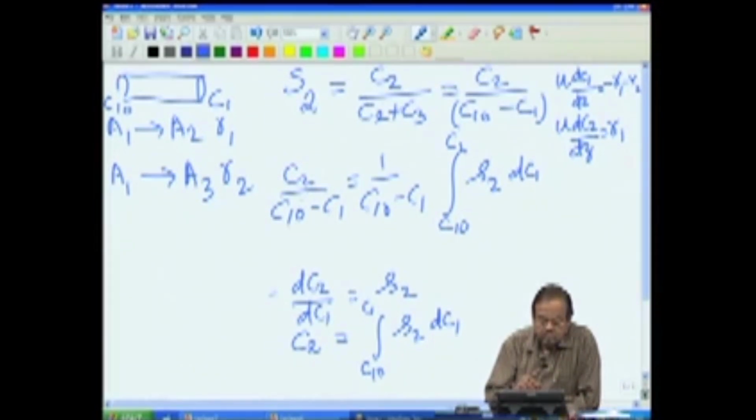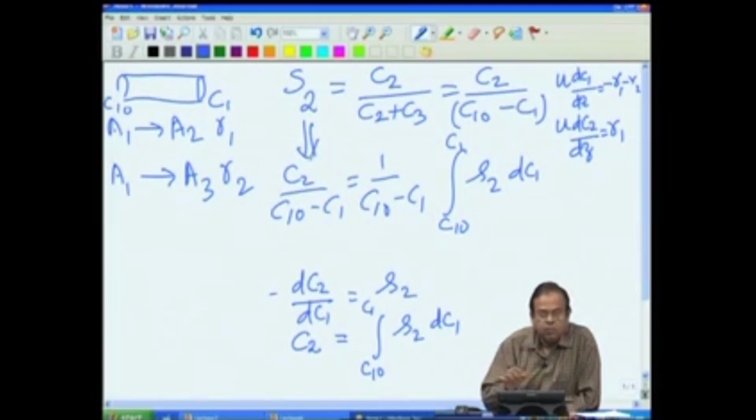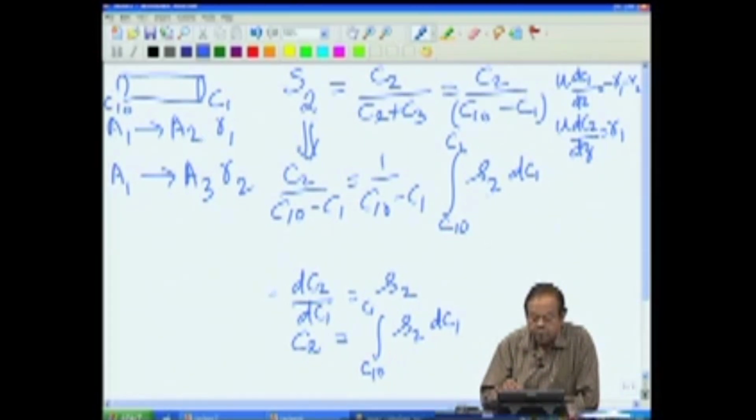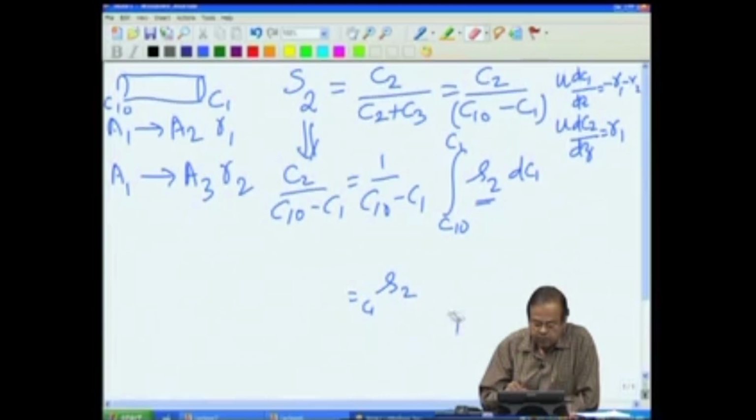See, this is nothing but my overall selectivity. So, my overall selectivity is related to my instantaneous selectivity, small s2. This is what happens in a plug flow reactor.